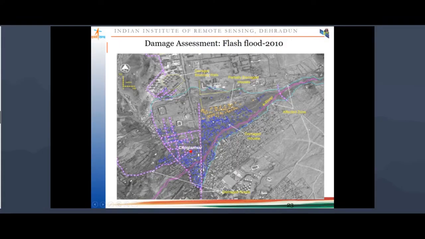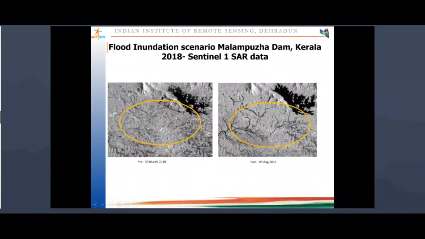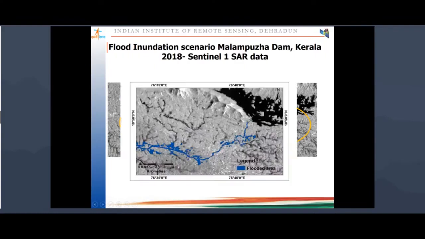All this information you will get using the remote sensing high resolution data. Now this is 2018, in Kerala. You can see before and after. You can see all this flooded area. So this is the flooded area you can capture. This is micro data we have taken.